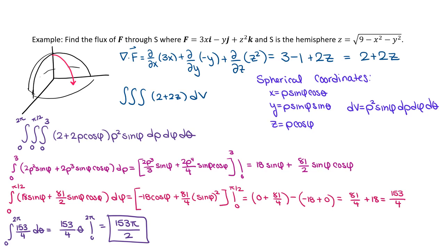Right, so main idea here is we can integrate the divergence of a vector field throughout a volume, and that's going to give us the same answer as if we were to integrate the flux of that vector field through that closed surface. All right, so that was it.